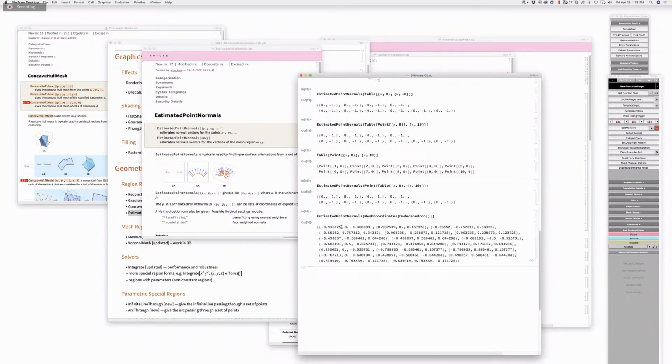Yes. Right. You could have it equally well estimate face normals if you knew what the faces were. Okay, I mean, you don't even need to estimate them. Well, in the case of a dodecahedron, you know what they are. Right. If it's a mesh polyhedron, there's no estimation. It is what it is.